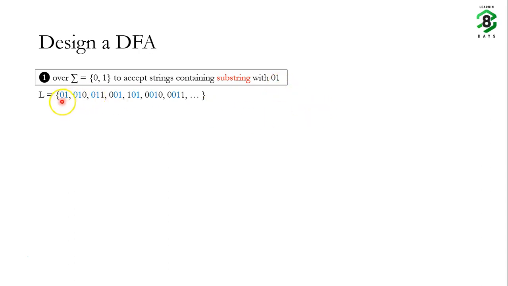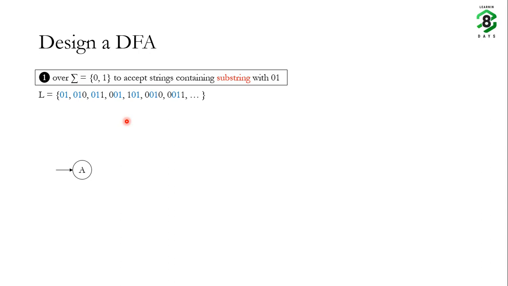So as you can see in the example of the language that is to be accepted by the machine, 0, 1 could occur in the beginning of the string as in these cases, or it could occur in the end of the string as in these cases, or it could also occur in the middle of the string. So the machine should accept all such strings. As before, we start by designing a machine which will accept the smallest possible string in the language, which is 0, 1. So let's start by designing a machine which accepts 0, 1.